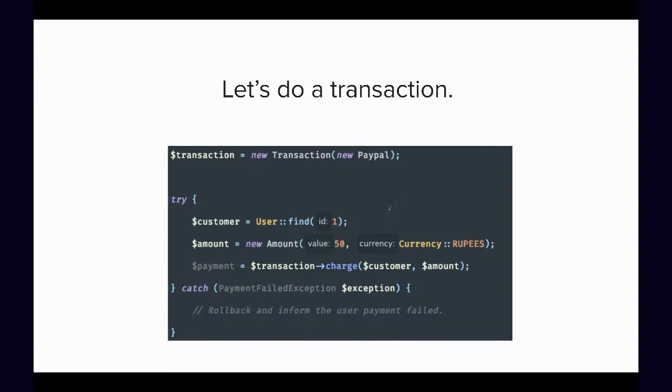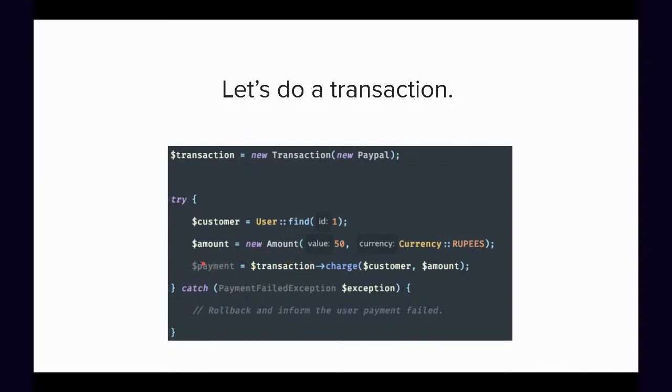Right now you can see that I'm writing everything explicitly, as if I'm talking to my product owner, and I'm doing that transaction. I'm charging a certain amount, for example, to a customer on the given transaction, and we get the return as a payment.